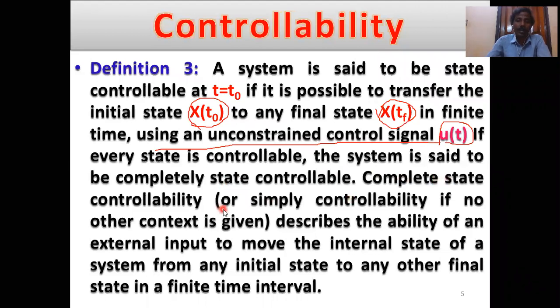Complete state controllability, or simply controllability if no other context is given, describes the ability of an external input to move the internal state of a system from any initial state to any final state. Initial state means x of 0 and final state x of tf, in a finite time interval. So this is definition 3.